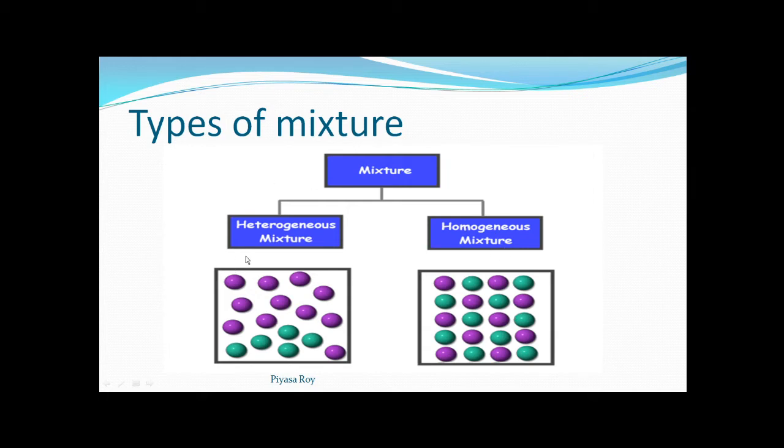But in the case of the heterogeneous mixture, in the upper portion we can see the purple balls, and in the lower part of this mixture we can see the green balls. So here the concentration or the number of green balls is more than in this part, and here the purple balls are more. So the particles are not evenly or uniformly distributed. Somewhere the proportion of the purple particles is more, and somewhere the proportion or concentration of the green particles is more. So this mixture is called a heterogeneous mixture.